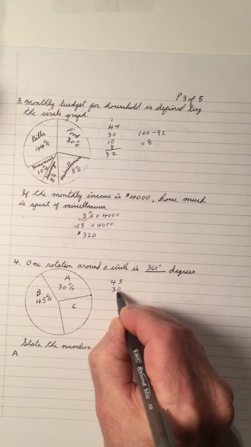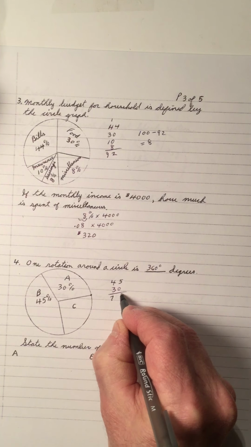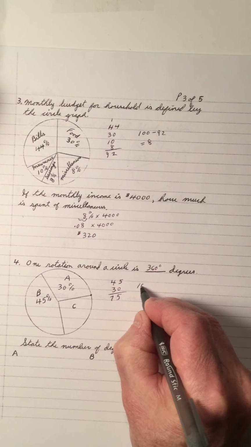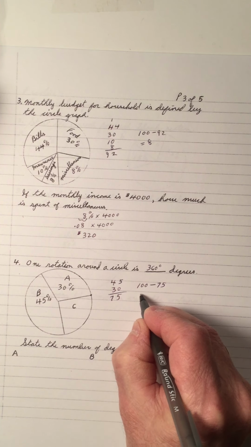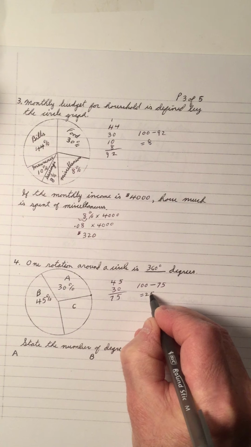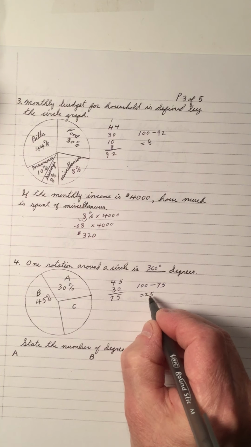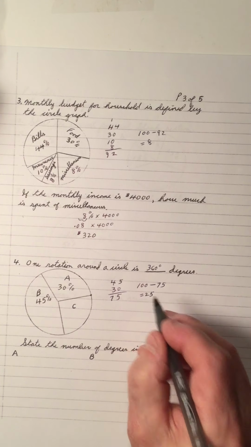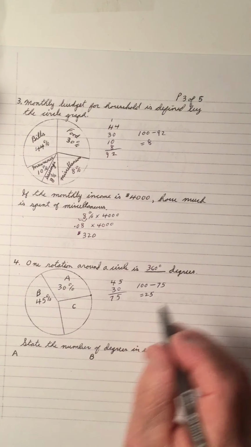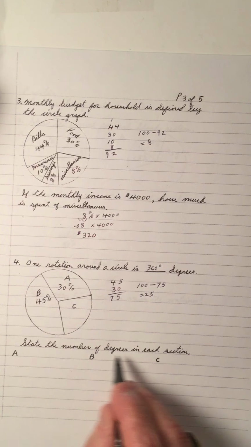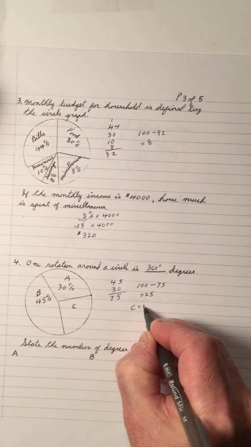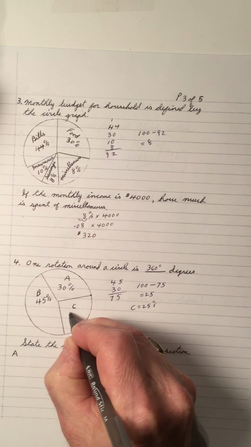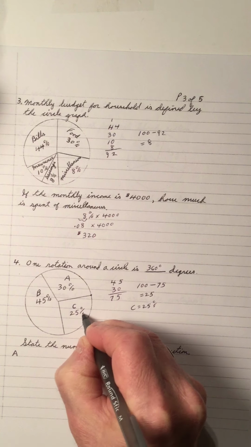45 and 30 added up gives me 75. We have 100% altogether. Subtract the 75, and that gives me 25. Notice I'm not putting the percent symbols in. Just, you know what I'm meaning. State the number of degrees in each section. So C, this is section C, which is 25%. So let's put that in, because it adds up to 100.